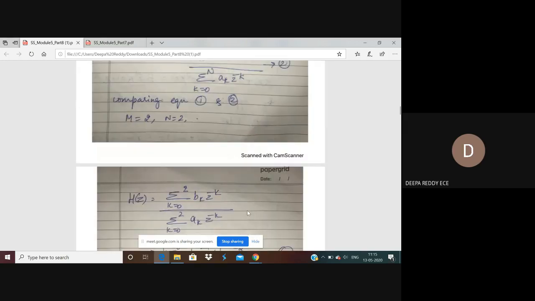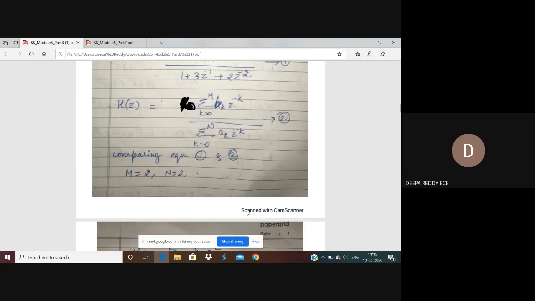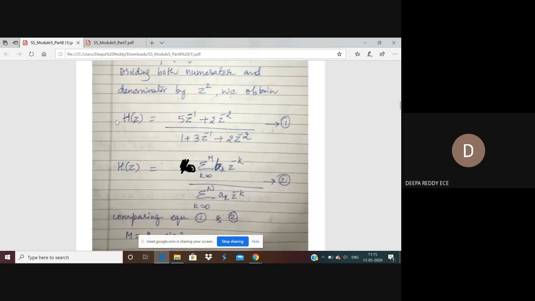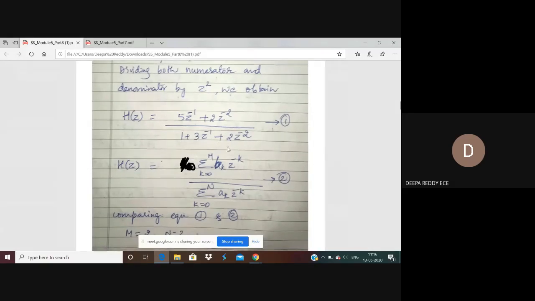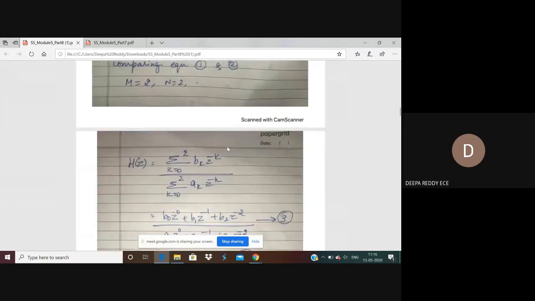We wrote it in powers of z inverse, the very first expression. You can just compare and you will get to know what is b naught, what is b1, what is b2, what is a naught, what is a1, what is a2. So b naught is 0. What is b1? b1 is 5. What is b2? b2 is 2. Similarly, a naught is 1, a1 is 3, a2 is 2. I will show you down the line. We have come up with the same interpretation.